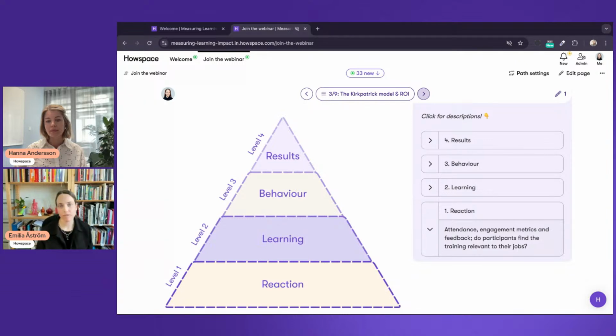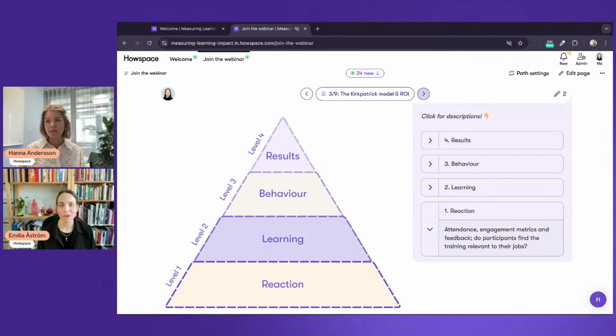But it's also good if we know how we're going to measure the results of the program before we design it, so that we can both measure what the situation looks like in the beginning, so that we can compare it to the state afterwards when we go back to measure the impact. And we're going to move through this model from the first level towards the top. So let's start with reactions.